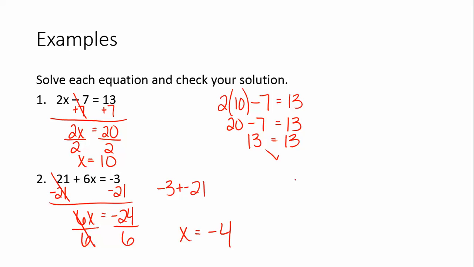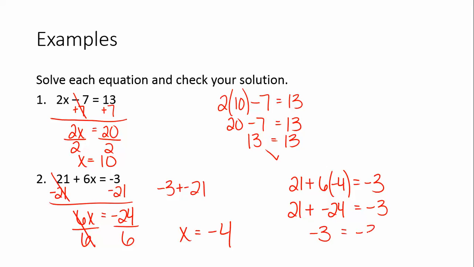We want to check our answer, so we're plugging the negative 4 in for the x. Substitution here. So 21 plus 6 times negative 4 is negative 24. That equals negative 3. Still, we're checking. 21 plus a negative 24. Those numbers have opposite signs, so we want to subtract them. 24 minus 21 is 3. The 24 is bigger, so it's a negative 3, and our answer checks out.